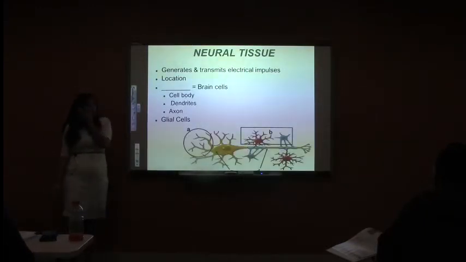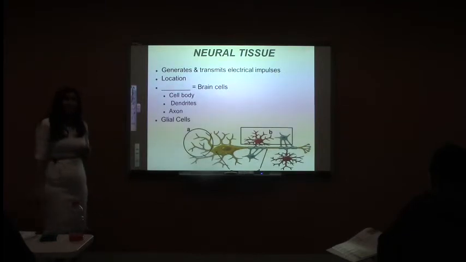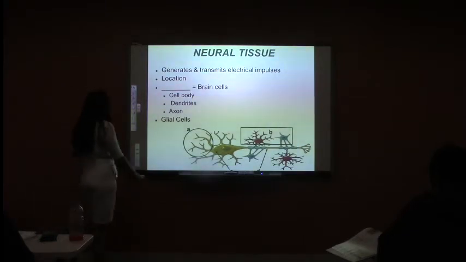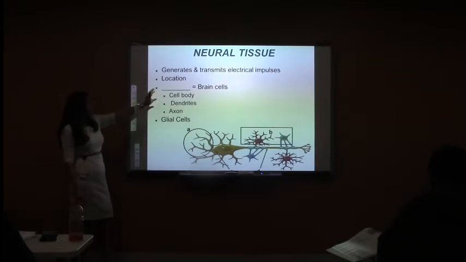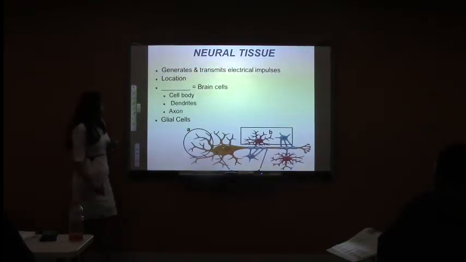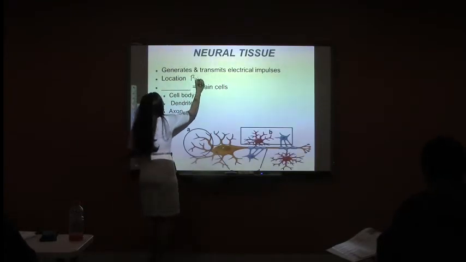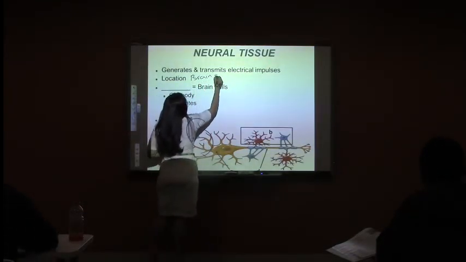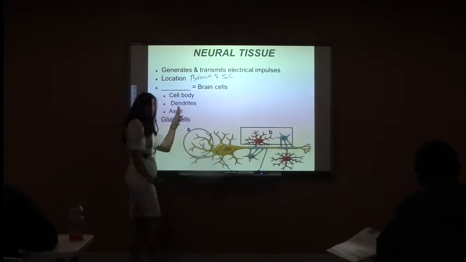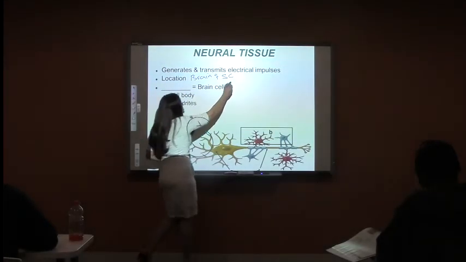Okay, nervous tissue. I know you guys are tired. I'm tired of speaking. Okay, almost done. Nervous tissue generates and transmits electrical impulses. Where do you find nervous tissue? Brain and spinal cord. There's other places, and ganglia.